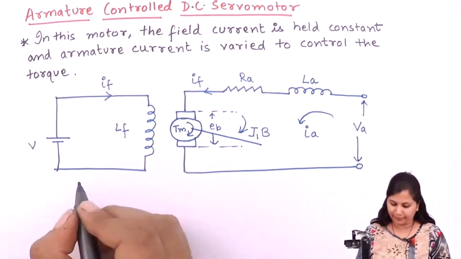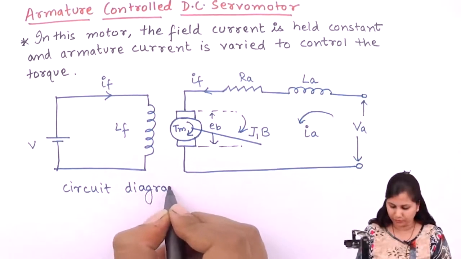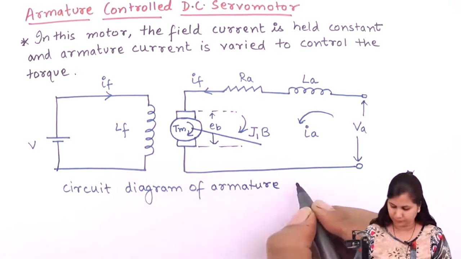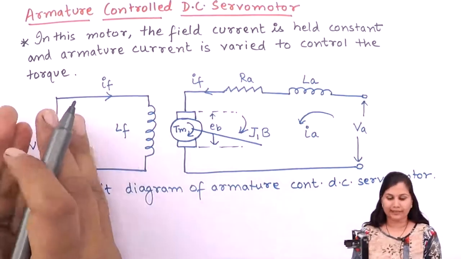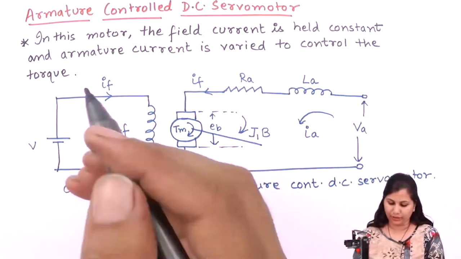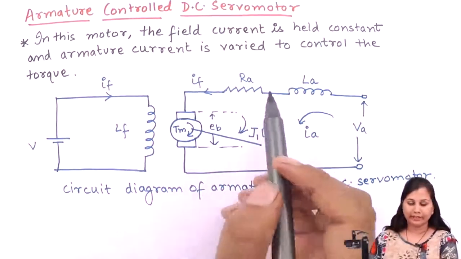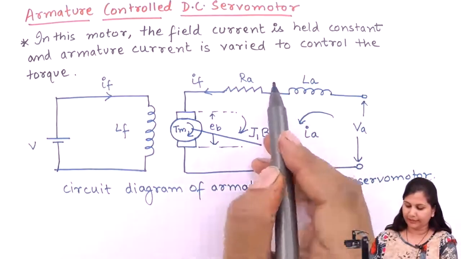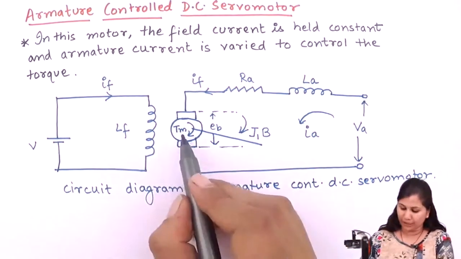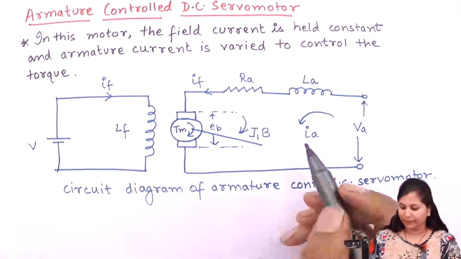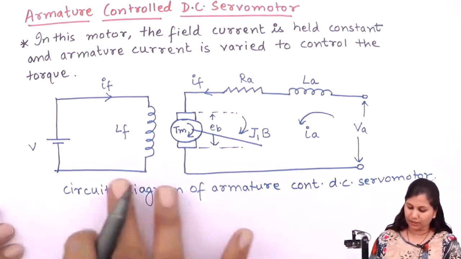So this is the circuit diagram for the armature controlled DC servo motor. This is the field side and this is the armature side. IF is the field current, LF is the field inductance, IA is the armature current, RA and LA are the resistance and the inductance of the armature side, VA is the armature voltage, TM is the torque, EB is the back EMF, J is the moment of inertia and B is the damper. So this is the circuit diagram.